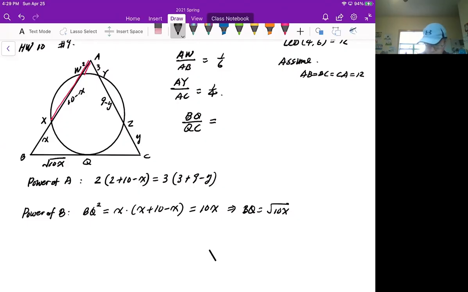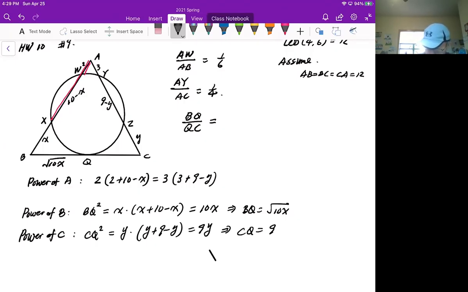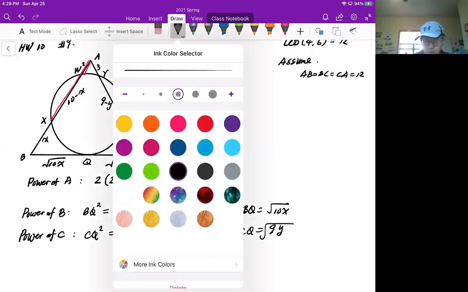Similarly, if you work on the power of C, you're going to get CQ is equal to y times y plus 9 minus y. So that's 9y. This implies that CQ is the square root of 9y. So this part is the square root of 9y. Okay, now we are almost done. Why are we almost done? I just need one more equation.